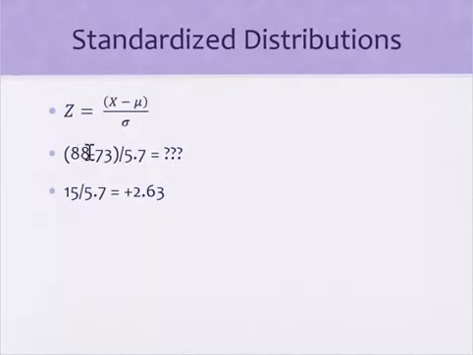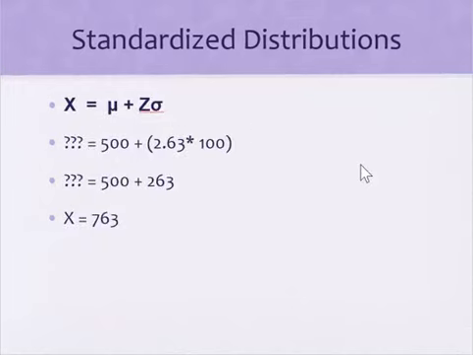Okay, so person B also had a raw score of 88, but they came from a different distribution that had a mean of 73 and a standard deviation of 5.7. So if we take 88 minus 73, that's going to give us 15. If we divide that by the standard deviation of 5.7, we get a z-score of plus 2.63.